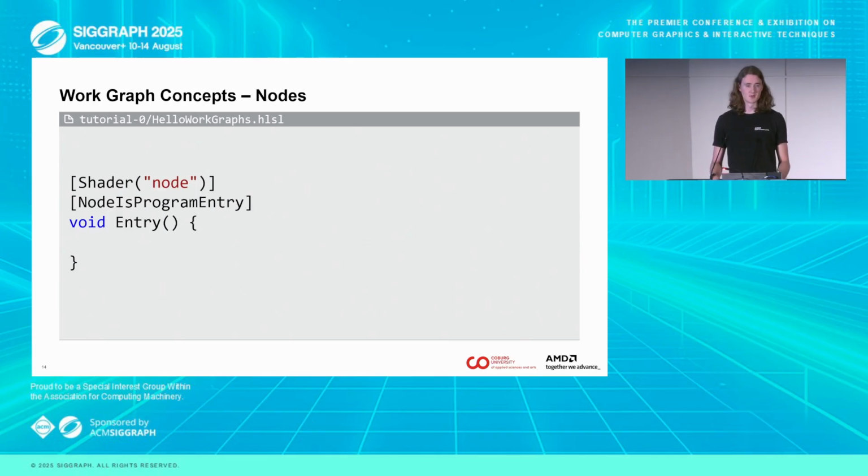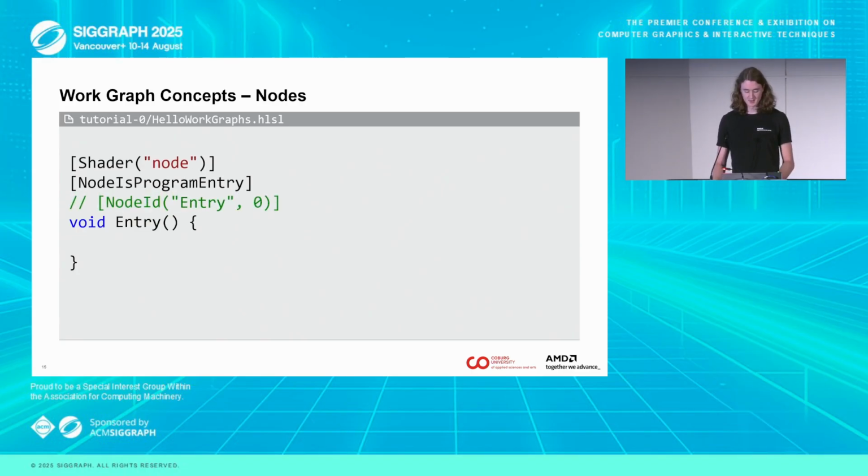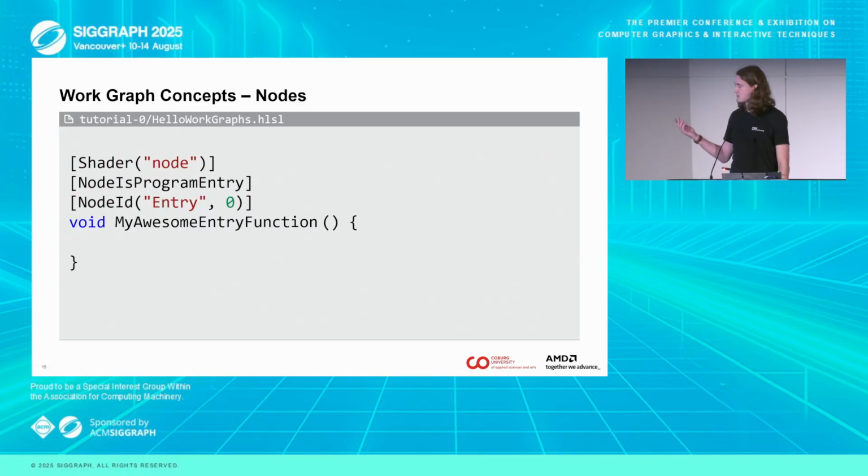Next, we need to identify our node, because in our graph we have many different nodes, so we need some identification scheme for this. By default, the node ID is derived from the function name that we gave our void function. So in this case, it would be entry. But if, for whatever reason, you want this to differ from the function name, you can also set this NodeID attribute explicitly. So here we explicitly said the node ID of this is entry, and then we're free to choose whatever name we want for our actual entry function.